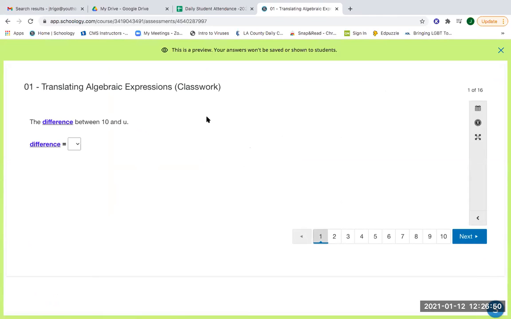On the first problem, it says to translate the algebra expression. So basically, translate the words into symbols. In this one, it says the difference between 10 and u. So here, this just says difference equals what? Then you're supposed to choose the answers. If you click the arrow, you can choose the answers. So the difference between 10 and u, what does difference mean? Does it mean adding, subtracting, multiplying, or dividing?